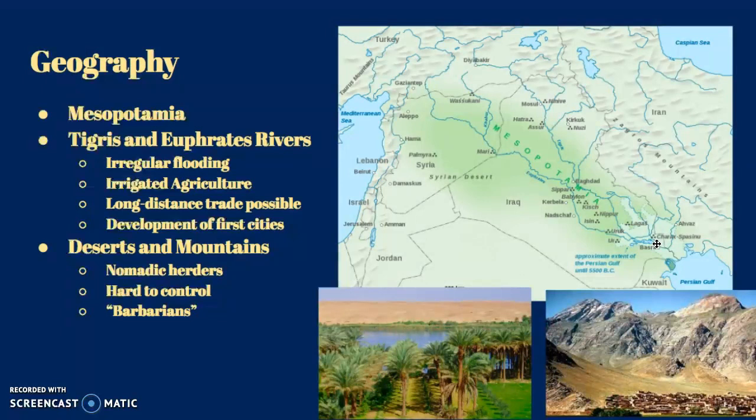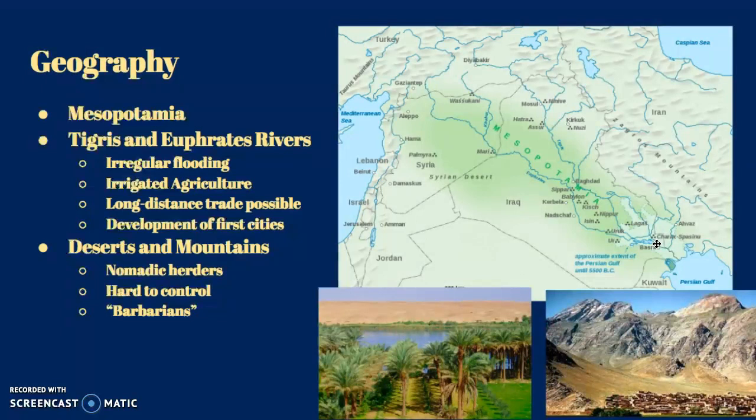Now, some key things to know about the Tigris and Euphrates rivers. One is that they flood irregularly, which can be both good or bad if you're trying to live next to them. It's good because it provides rich soils every time it floods, because of the river mud. It's bad because it can be very destructive.